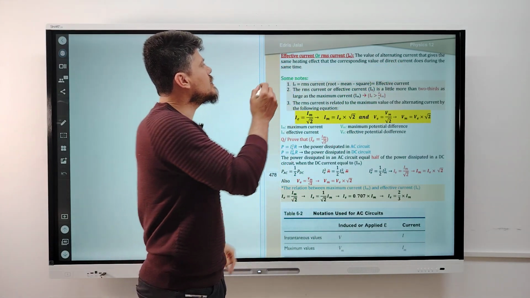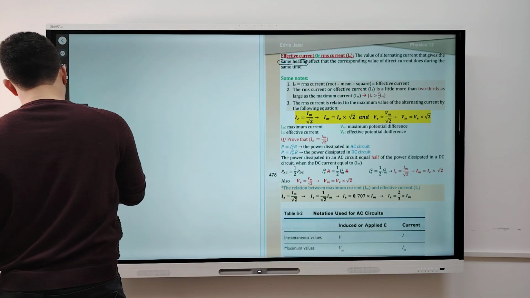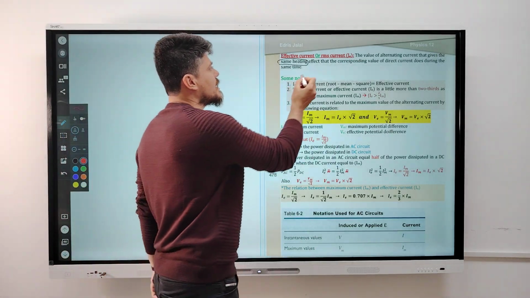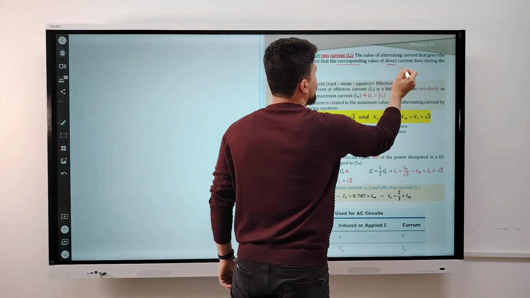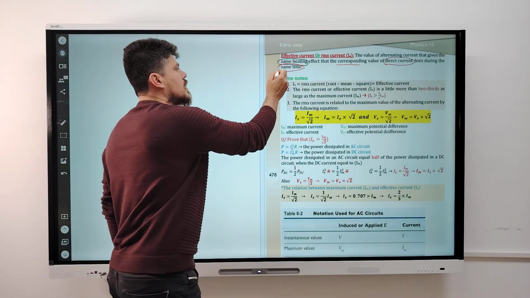It gives the same heating. Same heating of what? The same heating effect as the corresponding value of direct current, during the same time.